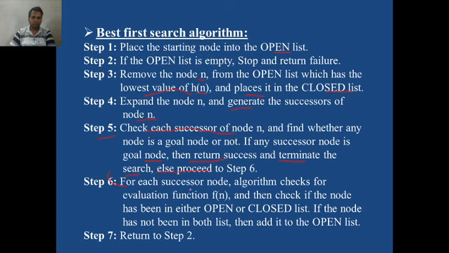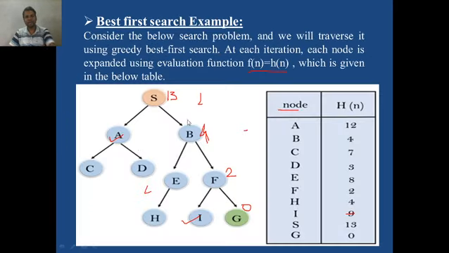For each successor node, the algorithm checks the evaluation function f of n and then checks if the node has been in the open or closed list. If the node has not been in either list, then add it to the open list and return to step 2. So this is a theoretical procedure to solve the problem, but you might have understood, if you have the problem in front of you, you can solve it very easily with the help of the best first search algorithm.